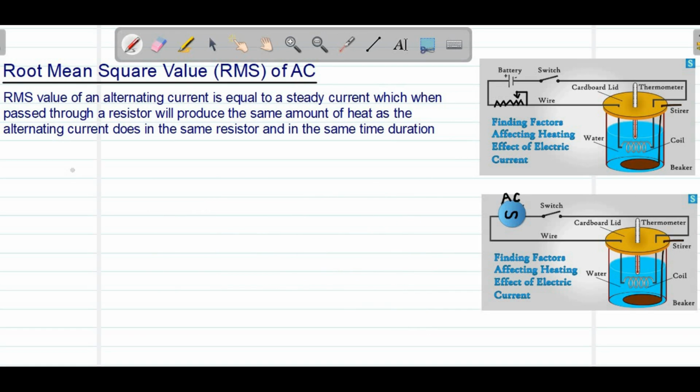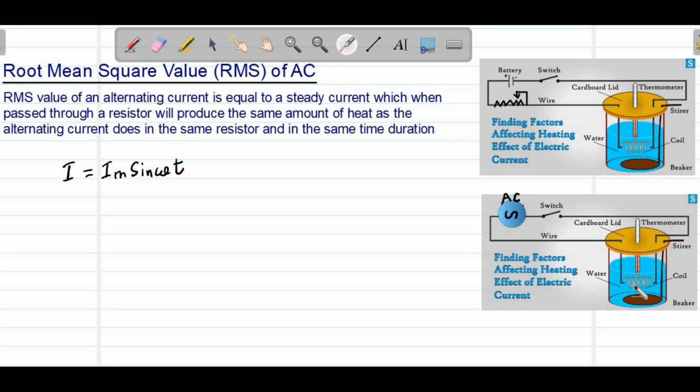Okay. Now we can derive an equation for alternating current. Suppose the alternating current is passing through this AC circuit. The instantaneous value of current in this circuit is given by I equals Im sin omega t. This is the instantaneous value of current passing through the AC circuit here.